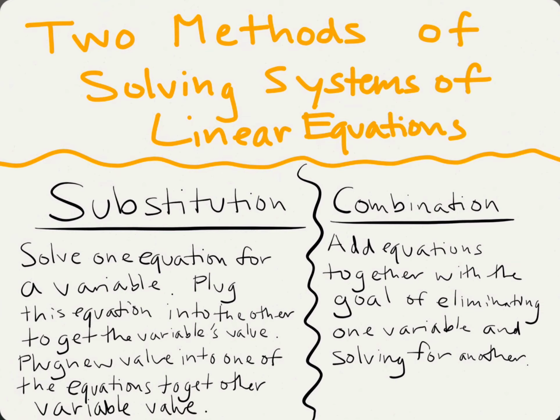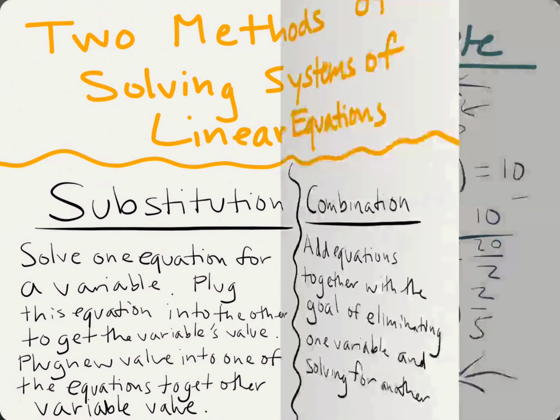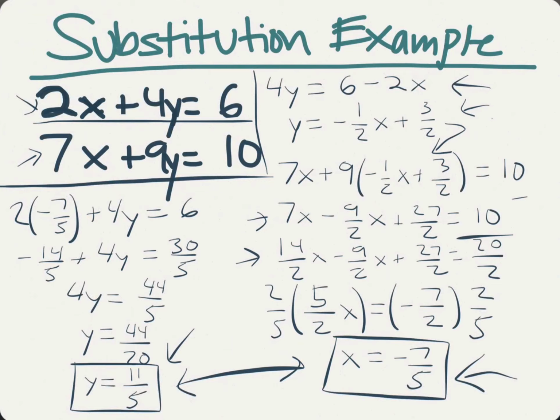And then there's combination, which is when you add equations together with the goal of eliminating one variable and solving for the other. This is the method that I highly recommend, especially if you're doing the SAT. But I just did an example of substitution. We're going to use the same system of equations for both the substitution example and the combination example, but I just wanted to show this to you.